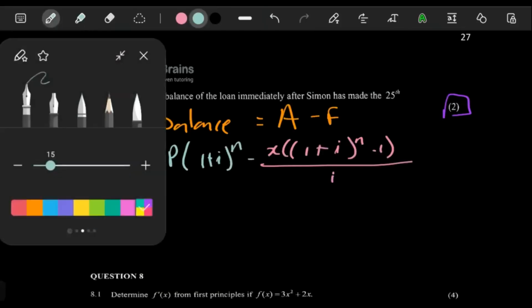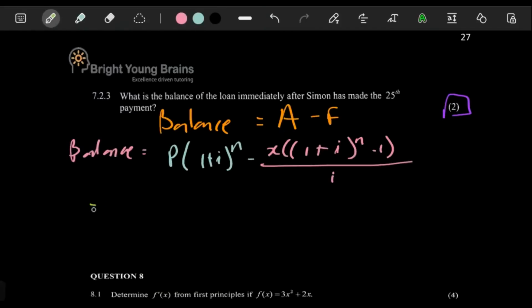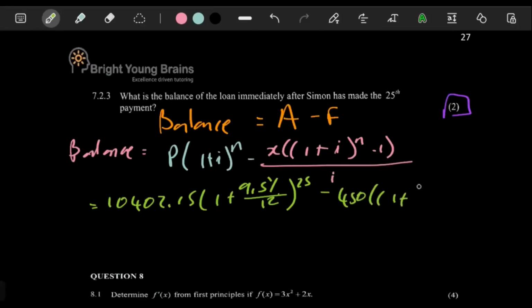Okay. P is what? P is the value of the loan, right? 10,402.15. Interest 9.5% over 12. Time period 25 months. X is 450. 9.5%.